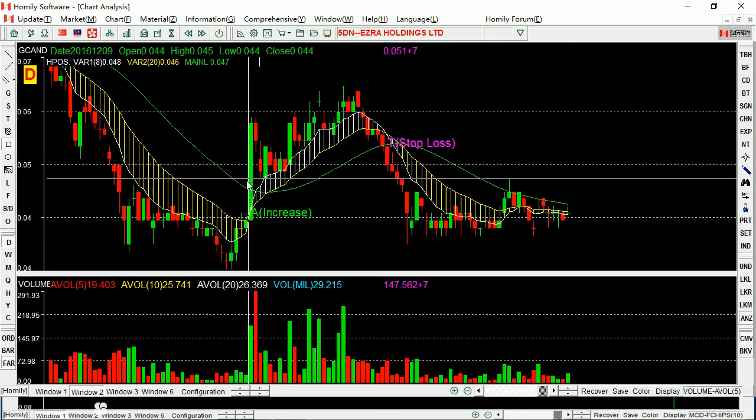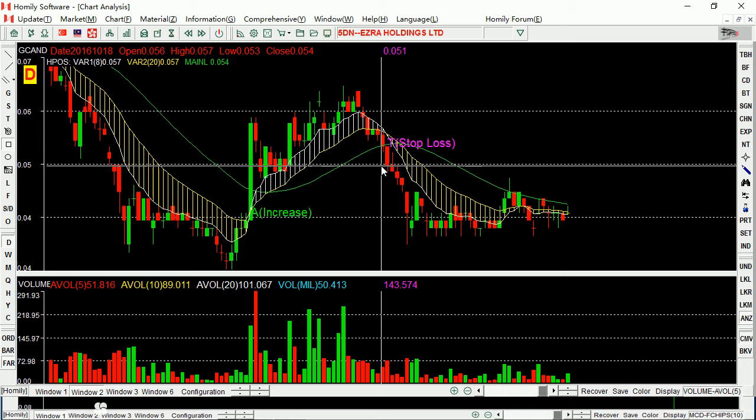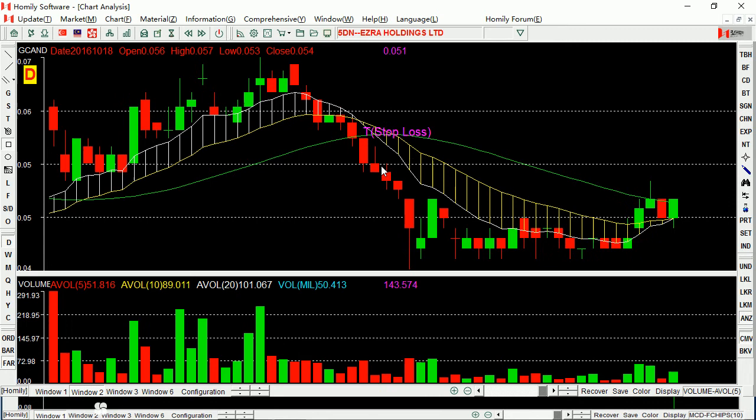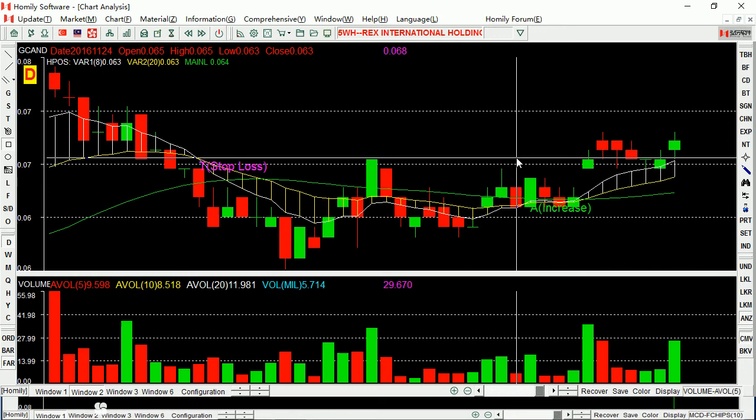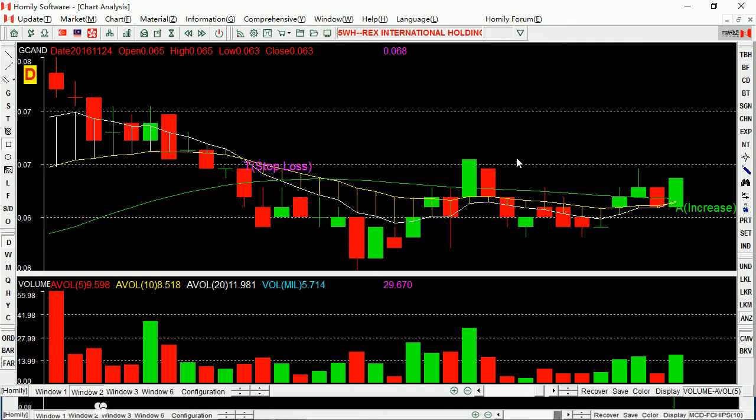So how to increase your accuracy? This is why this is important. So we see here, can we buy here or not? Still cannot, because the green line has resistance, so we should wait and see. Then we can see the next one. This one is good or not? The increase signal appears here, buy or not? Maybe you will wait and see, because the green line is still flat, so it's sideways.